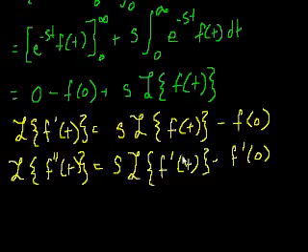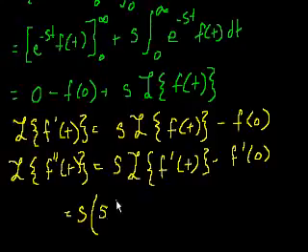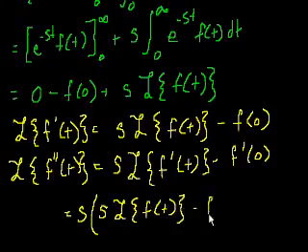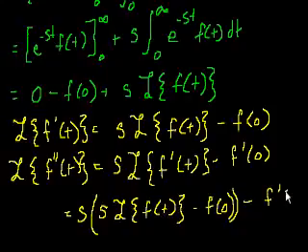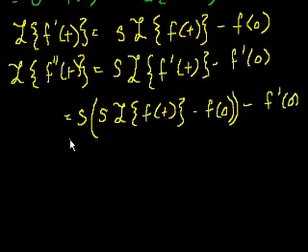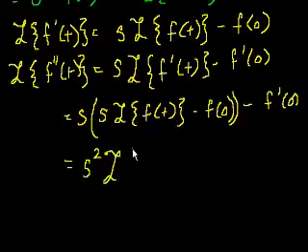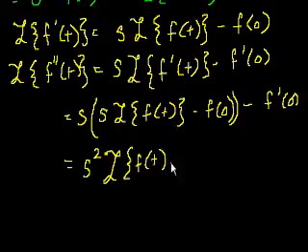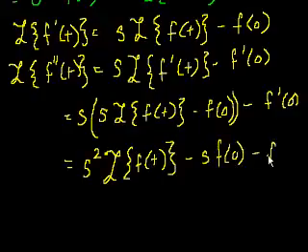But then what's the Laplace transform of this? This is going to be equal to s times the Laplace transform of f prime of t, but what's that? That's this, right? That's s times the Laplace transform of f of t minus f of 0, right? I just substituted this with this, minus f prime of 0. And we get the Laplace transform of the second derivative is equal to s squared times the Laplace transform of our function, f of t, minus s times f of 0 minus f prime of 0.